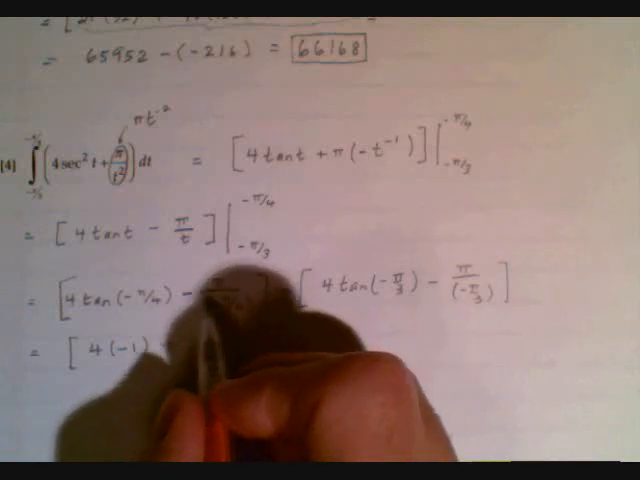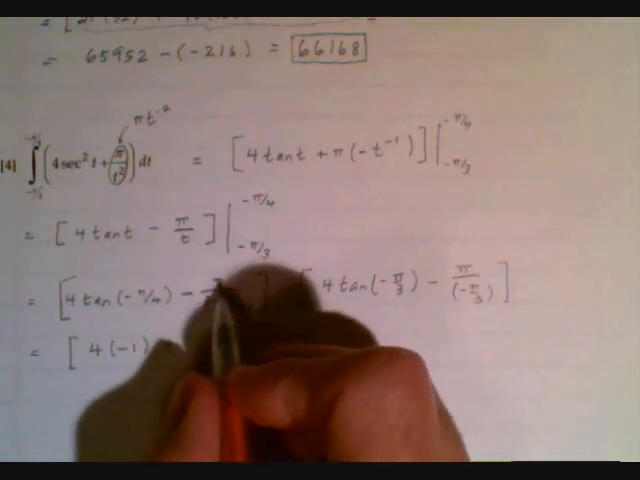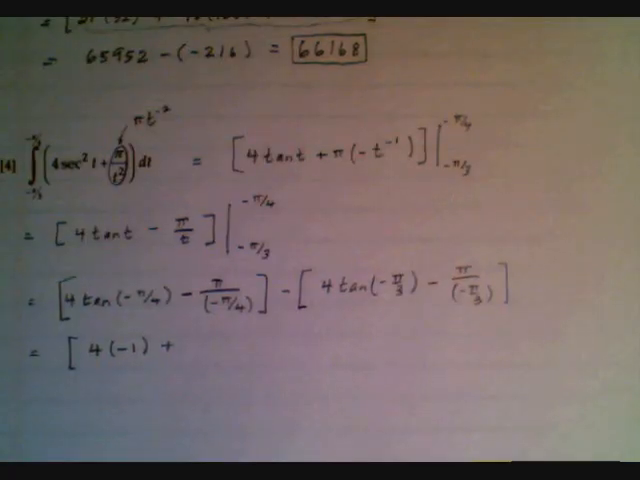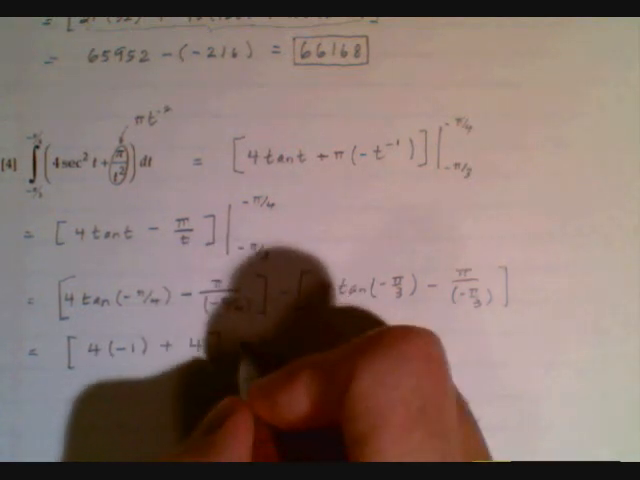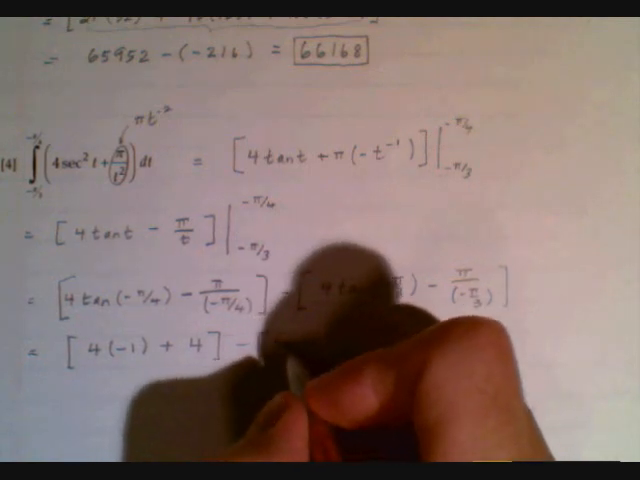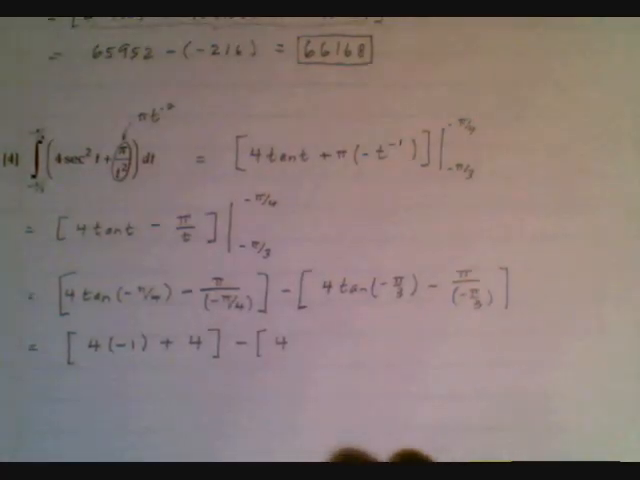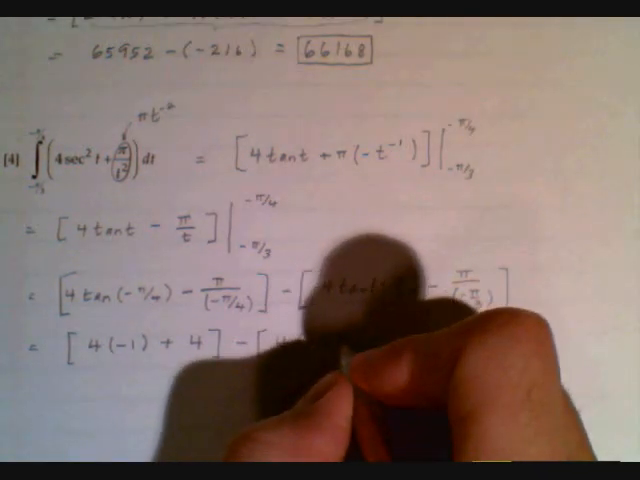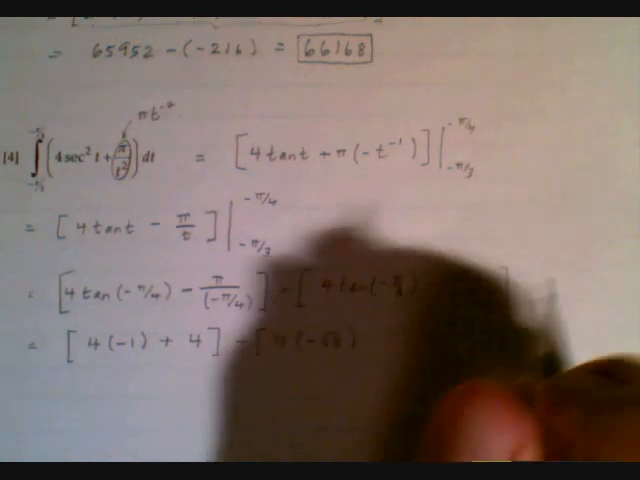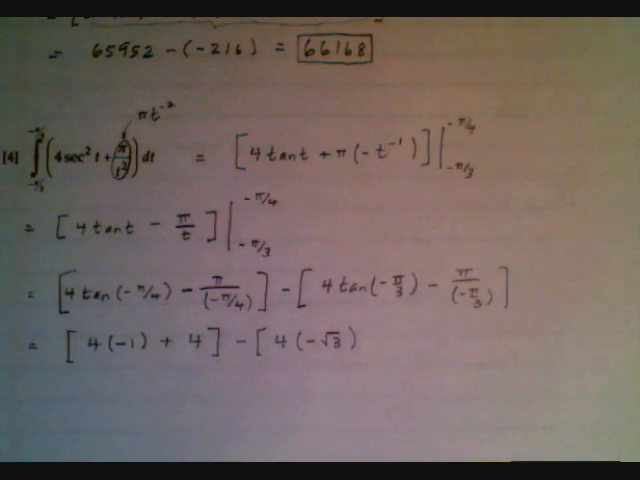When I divide pi by pi over 4, that's the same thing as multiplying pi by 4 over pi. When I do that, the pi's cancel. And I get 4. The tangent of negative pi over 3 is minus the square root of 3. You can think of it as sine of minus pi over 3 over cosine of minus pi over 3. The sine is minus the square root of 3 over 2. The cosine is 1/2. When you do the division, you get minus the square root of 3. This reduces to plus 3.